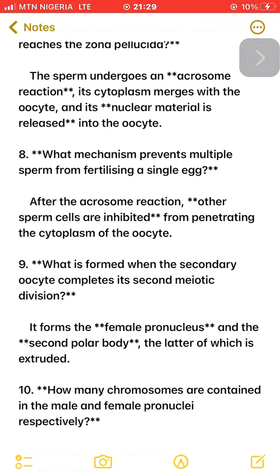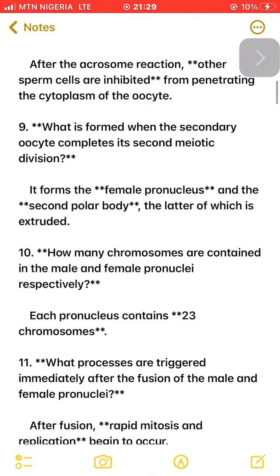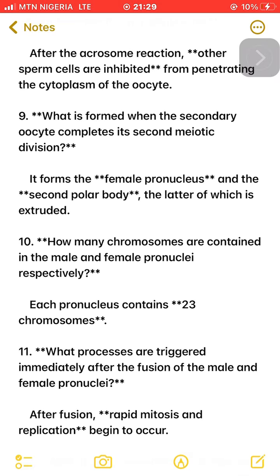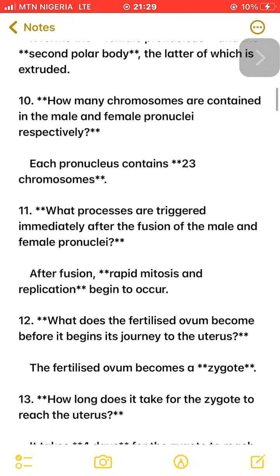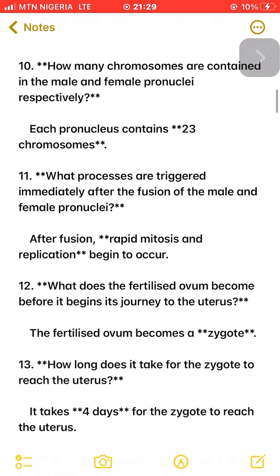9. What is formed when the secondary oocyte completes its second meiotic division? It forms the female pronucleus and the second polar body, the latter of which is extruded. 10. How many chromosomes are contained in the male and female pronuclei respectively? Each pronucleus contains 23 chromosomes. 11. What processes are triggered immediately after the fusion of the male and female pronuclei? After fusion, rapid mitosis and replication begin to occur.